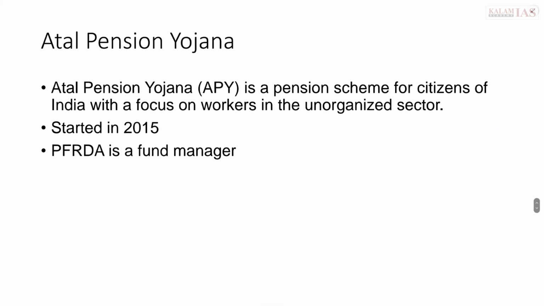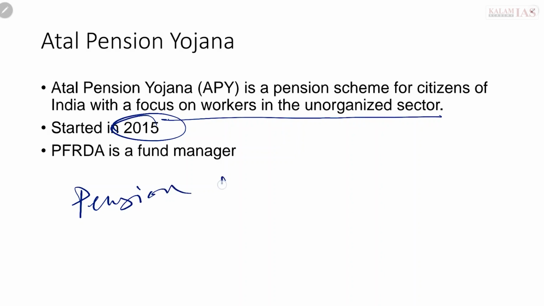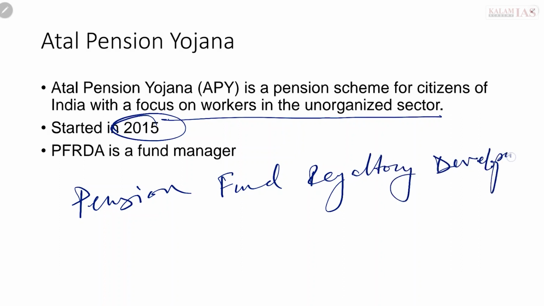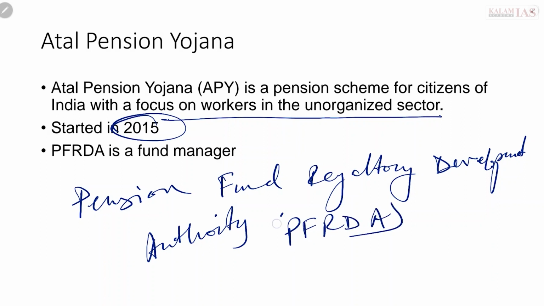Now we come to the Atal Pension Yojana. The Atal Pension Yojana is a pension scheme for citizens of India with a focus on workers in the unorganized sector. This was started in 2015, and the PFRDA, or the Pension Fund Regulatory and Development Authority, is the fund manager.